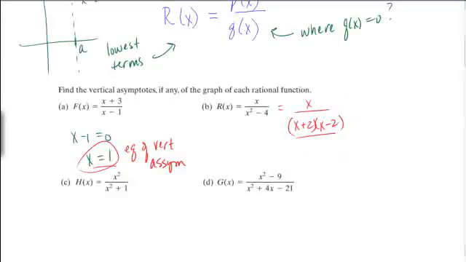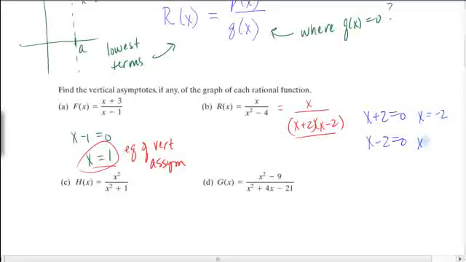So I set each one of these, x plus 2 equals 0, x minus 2 equals 0, and I see that x is equal to 0 at negative 2, x is equal to 0 at positive 2. So the graph of this would have two vertical asymptotes, each one occurring at negative 2 and positive 2. Okay, so this is your answer. Make sure that you're giving your answers as the equation of the vertical line.